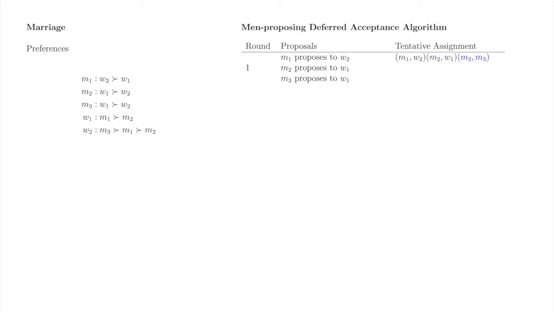M3 was rejected, so he is single at the end of round 1. All proposals, tentative acceptances, and rejections from round 1 are complete. Round 1 ends.